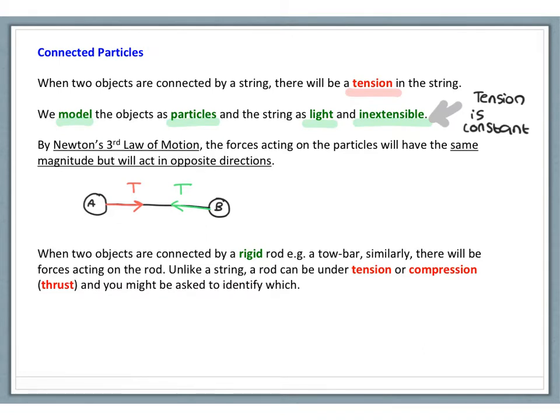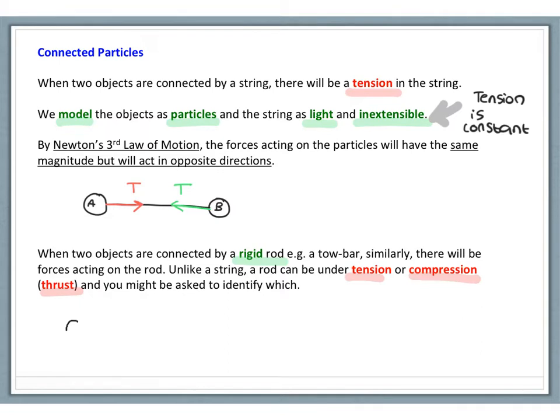Objects can also be connected by what we call a rigid rod. For example, a tow bar connecting a caravan to a car. Similarly, there will be forces acting on the rod, but unlike a string, a rod can be under tension or compression, which is also called thrust, and you might be asked to identify which.